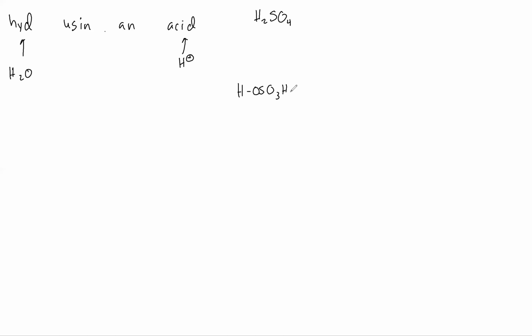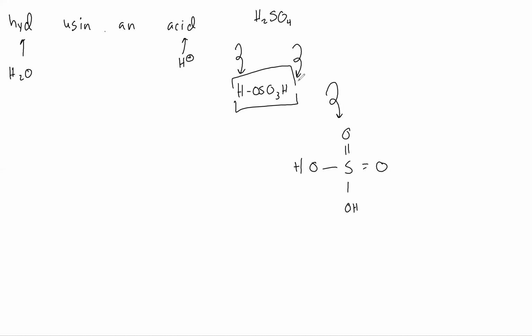HOSO3H. And the reason why I draw it like this is because this is sort of the pseudo Lewis structure, because the Lewis structure looks like this. And I want to draw it in a way that I can draw the mechanism with this hydrogen right here, so it's exposed and everything. And I don't want to draw the full Lewis structure because I'm lazy, so I kind of draw this sort of pseudo Lewis structure, okay? So H2SO4 and HOSO3H, they're the same thing. It's just HOSO3H is a lot easier to draw the mechanisms with, okay?